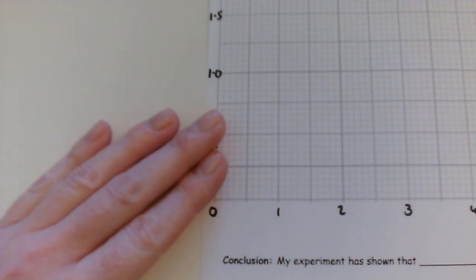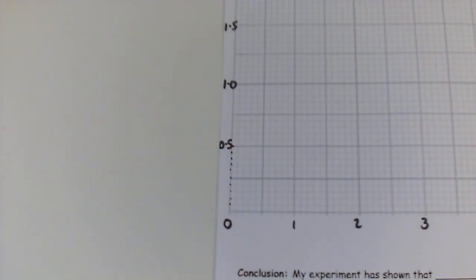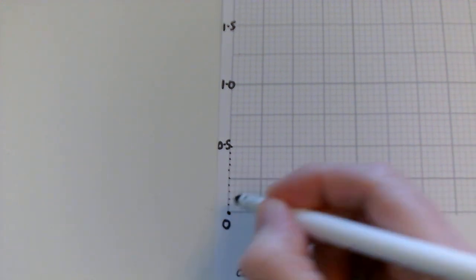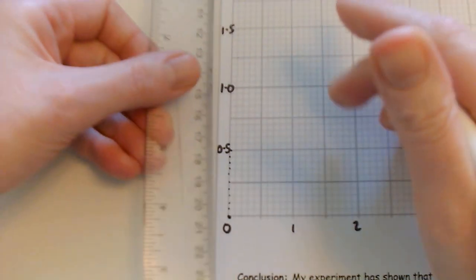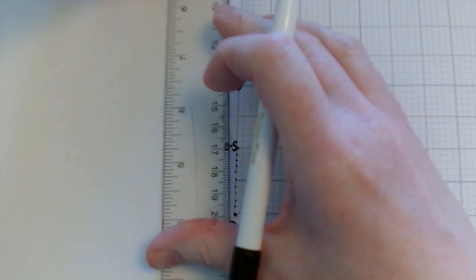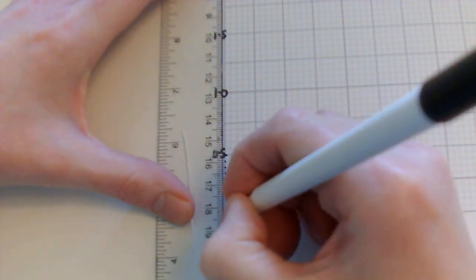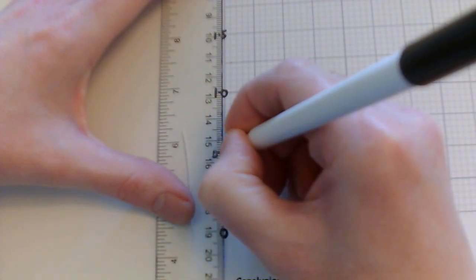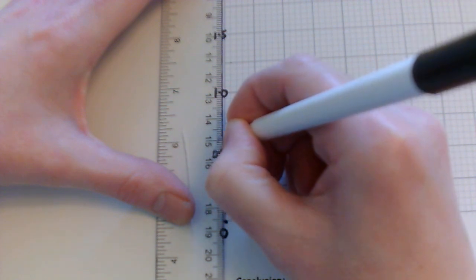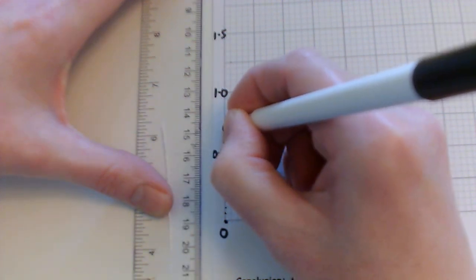Now, the first thing I have to plot is 0 and 0.7. So 0 along the x-axis, so I'm on this line here. So the point I'm about to plot is somewhere along this line. So it's 0.7. So I go up to 0.5, and then remember, 2 squares is 0.1 newton. So that's 0.6, and that's 0.7.